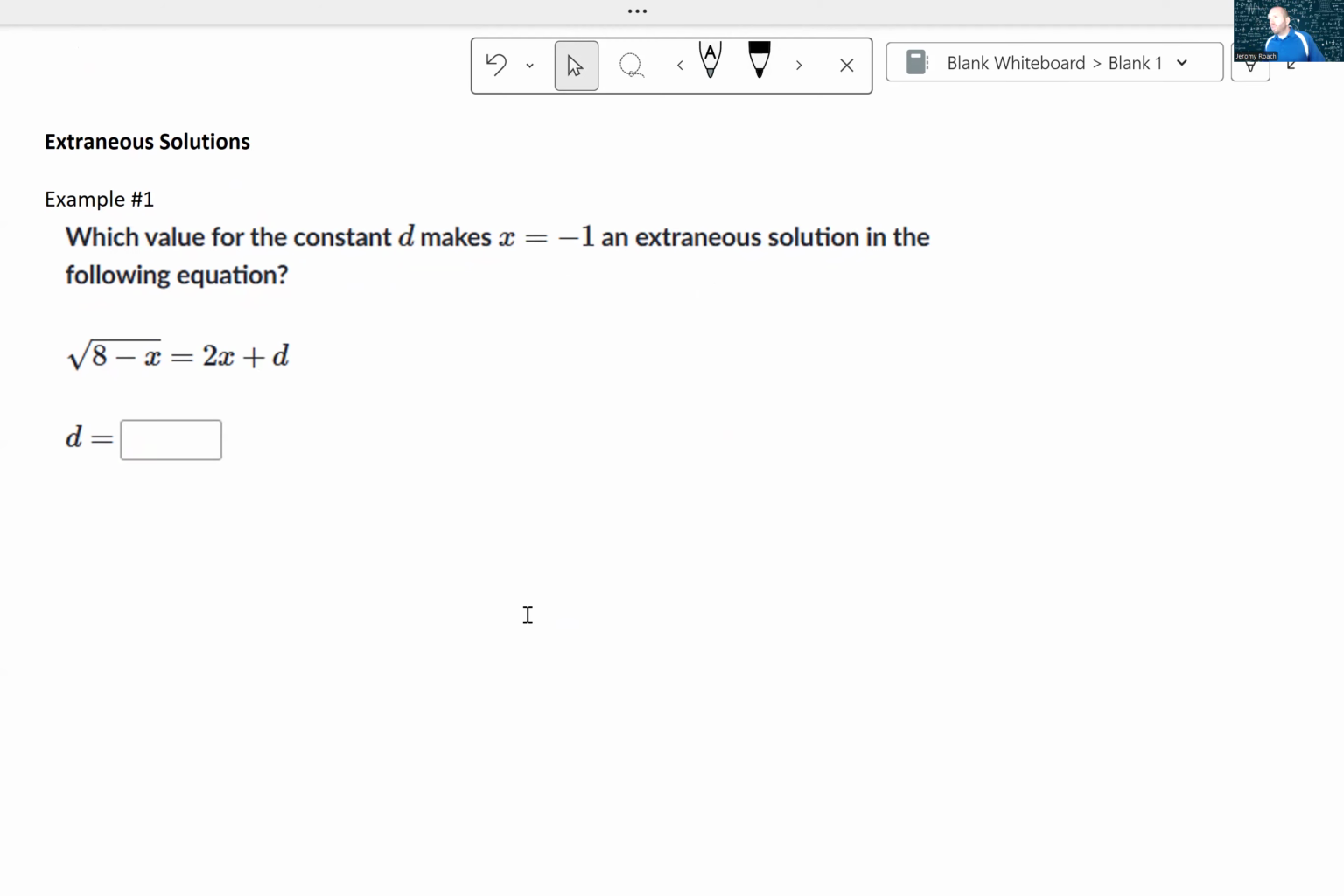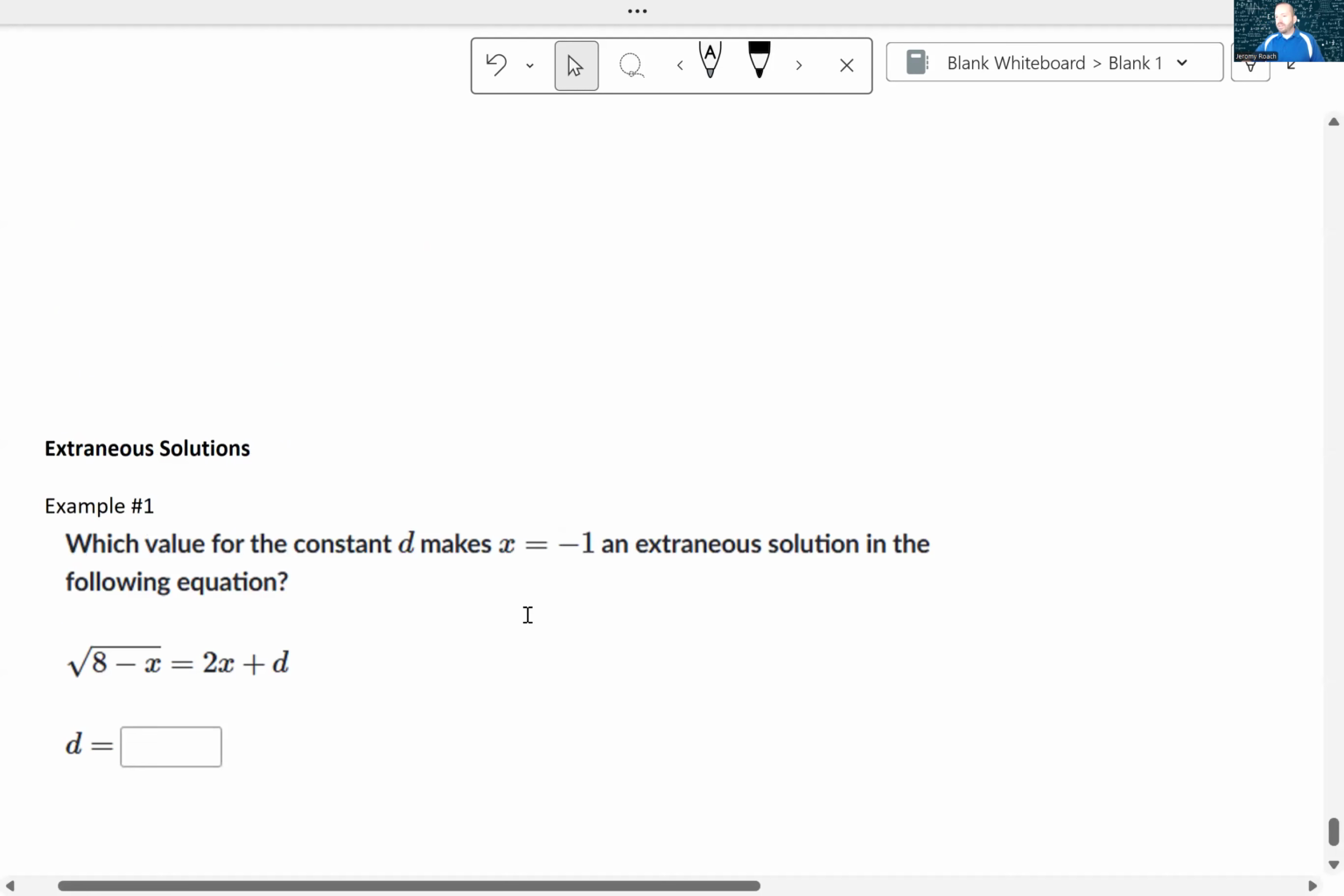So an extraneous solution happens when we solve the problem and we get a solution, but it doesn't make sense. When we plug it back in, it doesn't make a true statement. So when you raise both sides of an equation to an even power, you have to check for extraneous solutions because raising both sides to an even power is not a reversible operation. So let me show you what I mean by that.